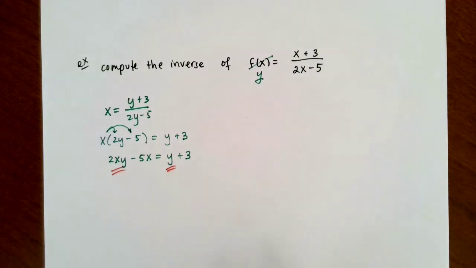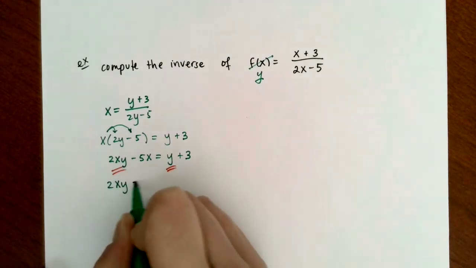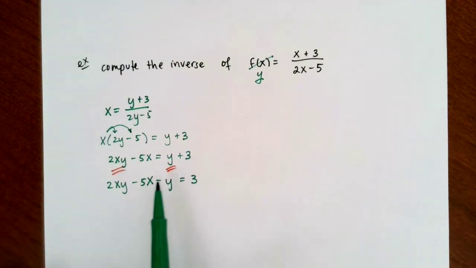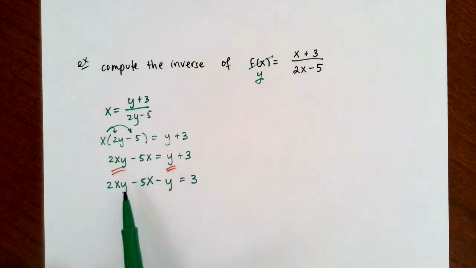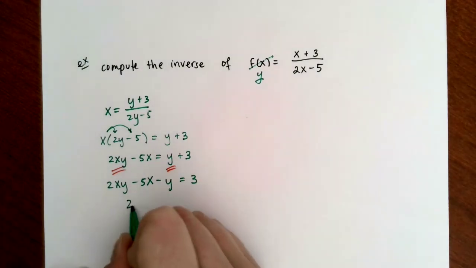All right, why don't I collect them on the left side? So I'll subtract this y over to the left. And then I'll subtract this 5x, or really add this 5x onto the right-hand side, so that these two terms are together and alone, right? So all the y terms on one side, all the non-y terms on the other side.